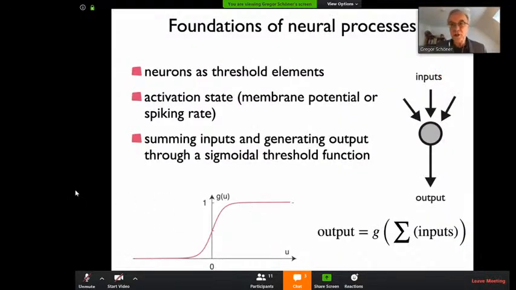So the foundations of such modeling are, of course, neurons, model neurons. Very simplistically, as you all know, neurons are considered threshold elements. So they take a lot of inputs that they sum, and then they make an output. And there's some nonlinearity in that the output is a sigmoidal function of the input. The variables that are used there are either membrane potentials or spiking rate, roughly speaking.